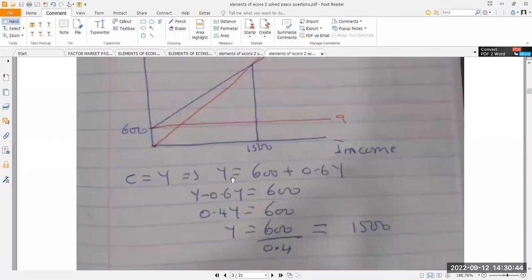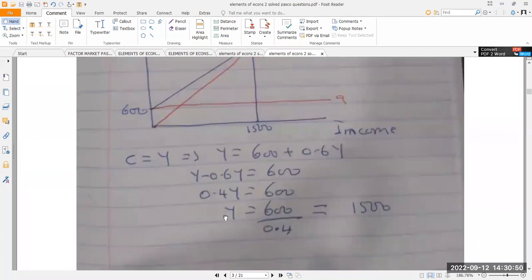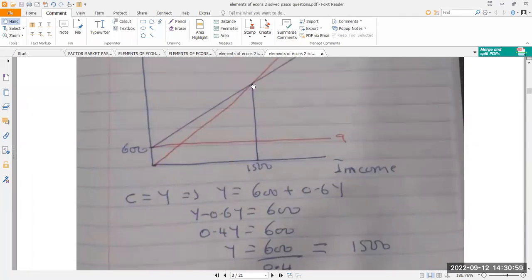We bring the 0.6 to the left-hand side. We have y minus 0.6y equals 600, okay? Then 1 minus 0.6 is 0.4. So we have 0.4y equals 600. Divide through by 0.4, we have 1,500. So we just come and indicate this, meaning the point of intersection, income is equal to what? 1,500. Okay, income equals 1,500.